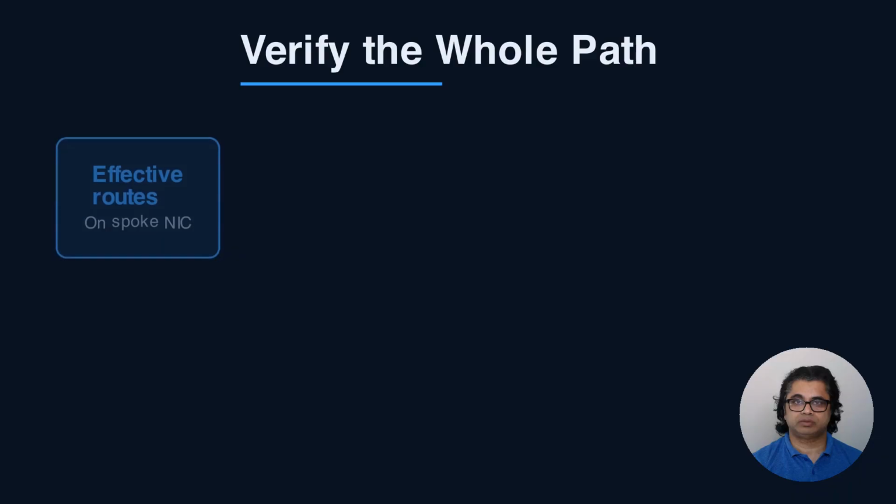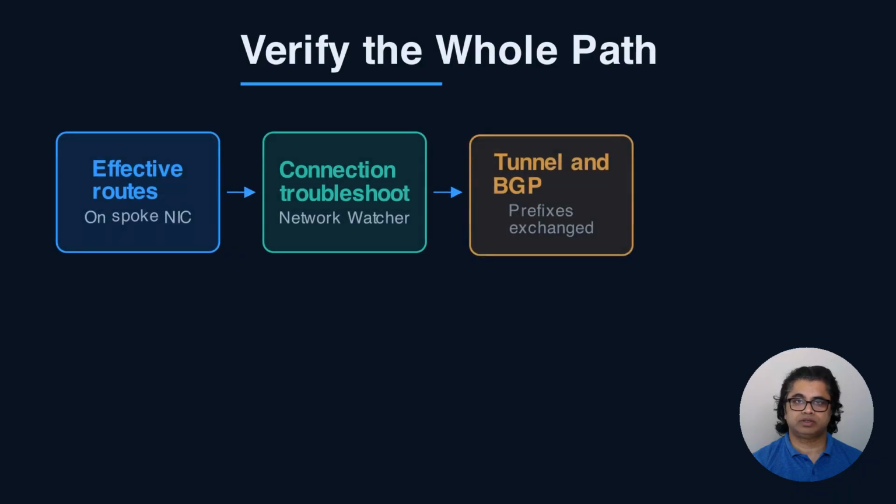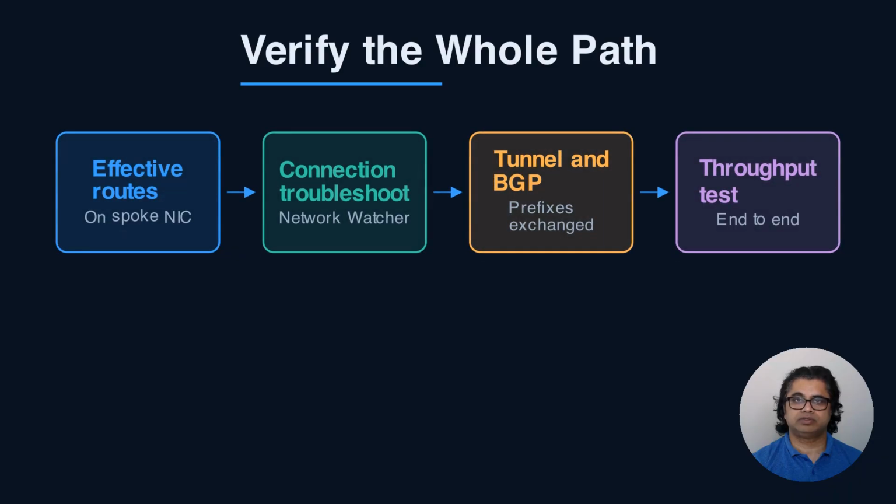Now confirm it actually works. First, check effective routes on a spoke virtual machine's network interface. You should see routes to the other spoke and to on-prem, learned via the hub gateway. Use Network Watcher's connection troubleshoot to test reachability from a spoke into the data center.